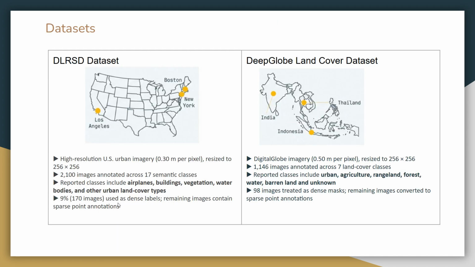We evaluate our work on two benchmark datasets: DLRSD, wherein only 170 images out of 2100 have been used as dense labels, and the remaining are all sparse annotations. Similarly, for DeepGlobe, we use just 98 images as dense masks.